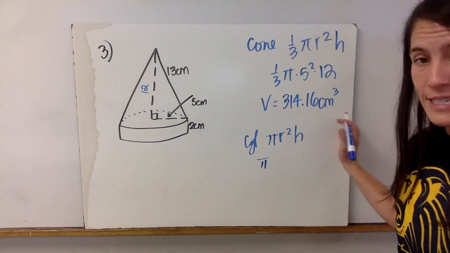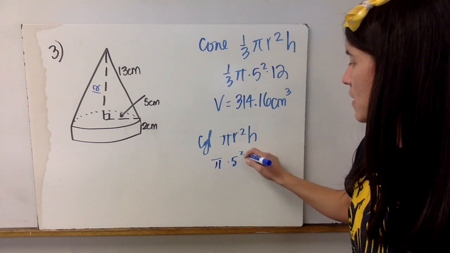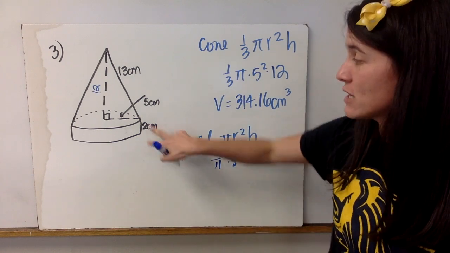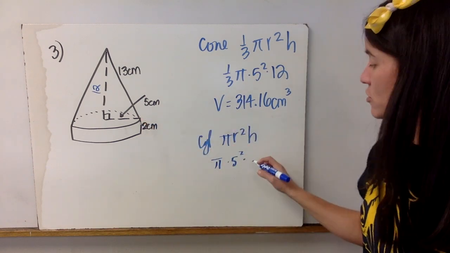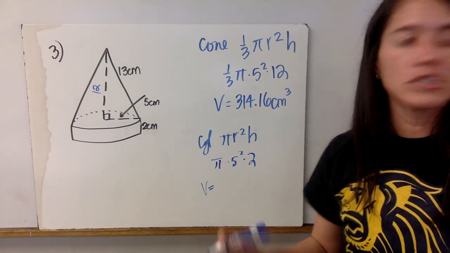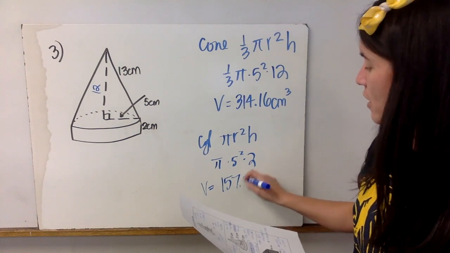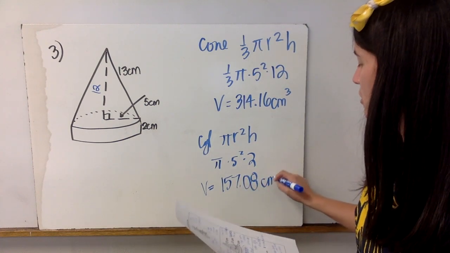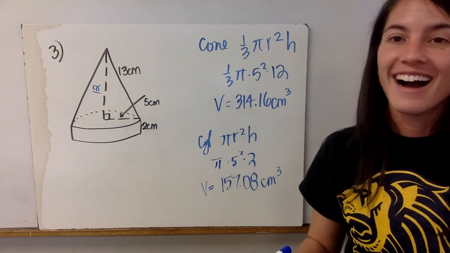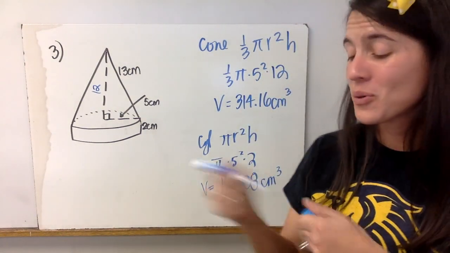Their radius is the same, so I'm going to use 5 again. But the height of the cylinder, this cylinder is just a short little cylinder, so the height is 2. The volume of my cylinder is 157.08 centimeters cubed. And then, like we've been doing, I add them together to find the total volume.